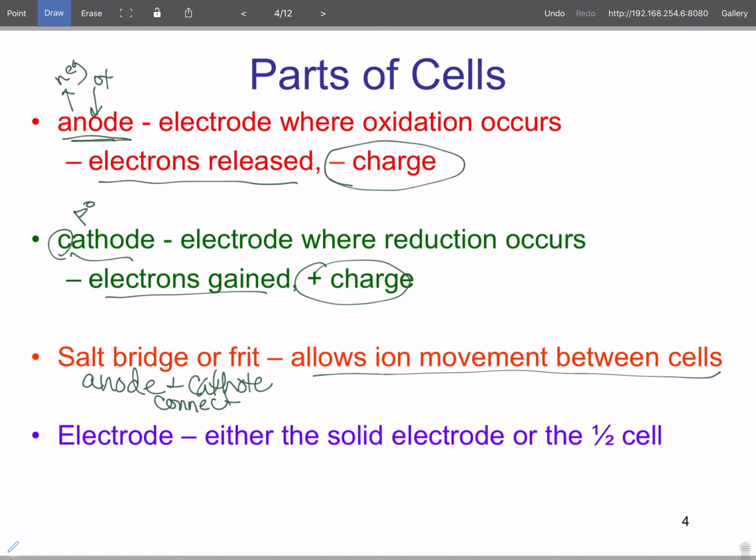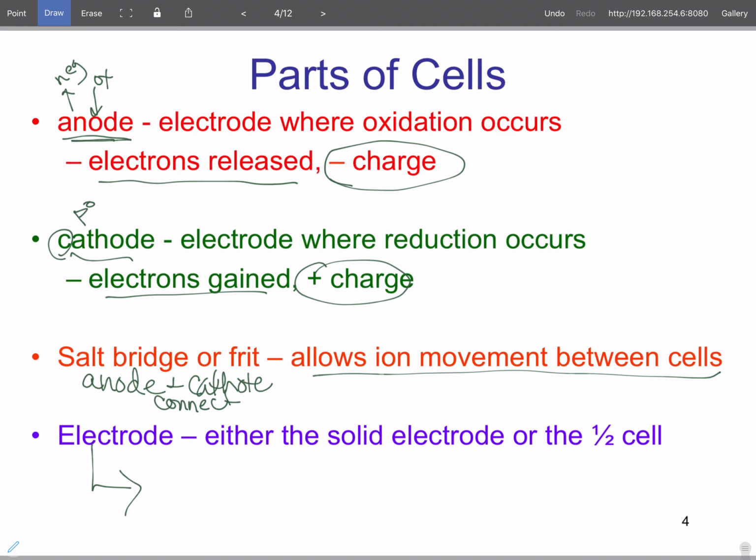And here's the fun part. The electrode is either the solid or the half cell. So you can refer to it as connecting two half cells or two electrodes. And if you've got a solid metal that can be used to transfer the energy, the electrons through the system, that's also the electrode.